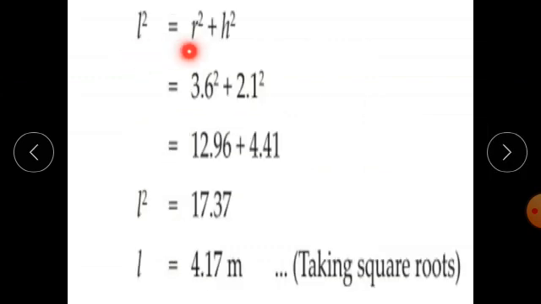Now L square equal to r square plus h square. We know L square equal to r square plus h square. r is 3.6, so 3.6 square plus h is 2.1, so plus 2.1 square. So 3.6 square means 12.96 plus 2.1 square is 4.41. Therefore L square equal to 17.37. So taking square root, therefore L equal to 4.17 meter. Square root of 17.37 equal to 4.17, it is given.